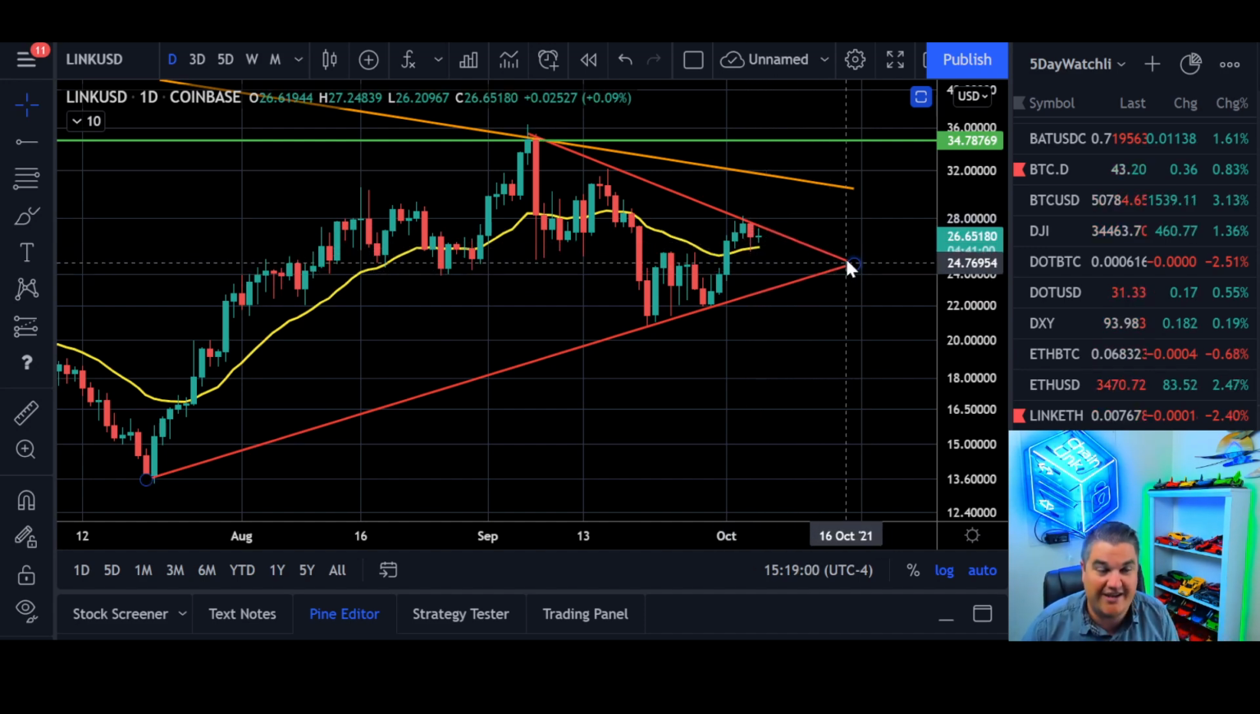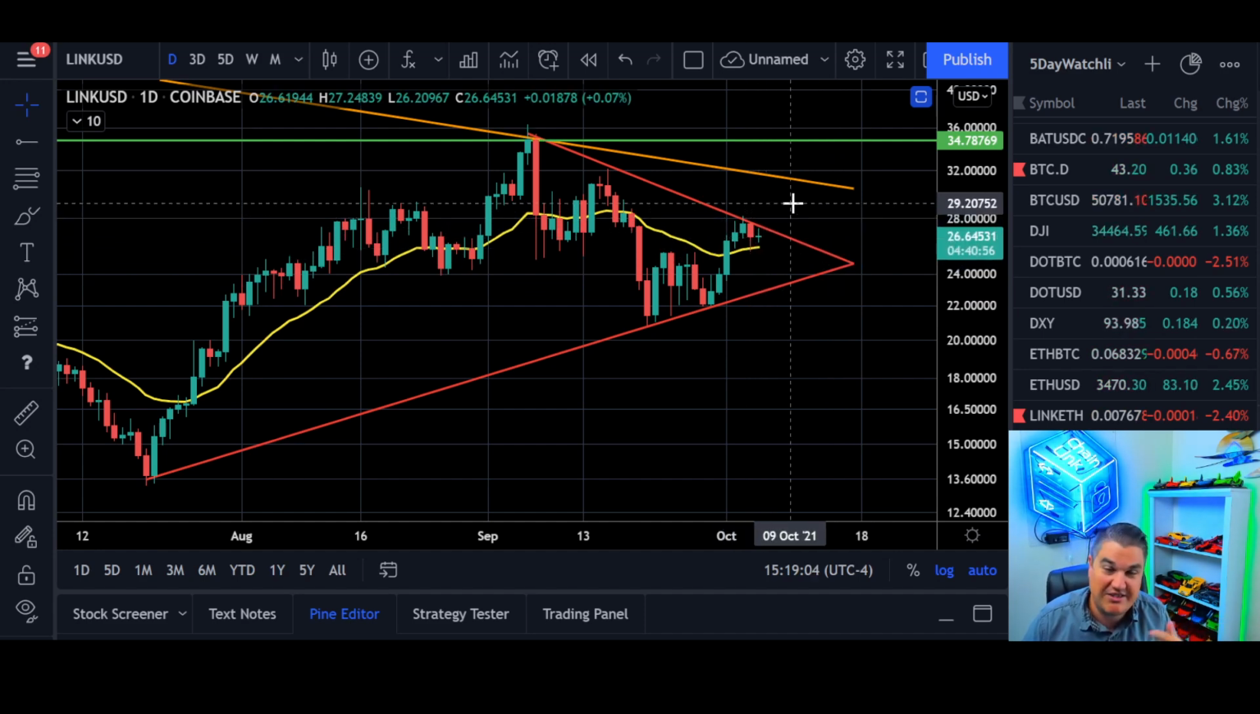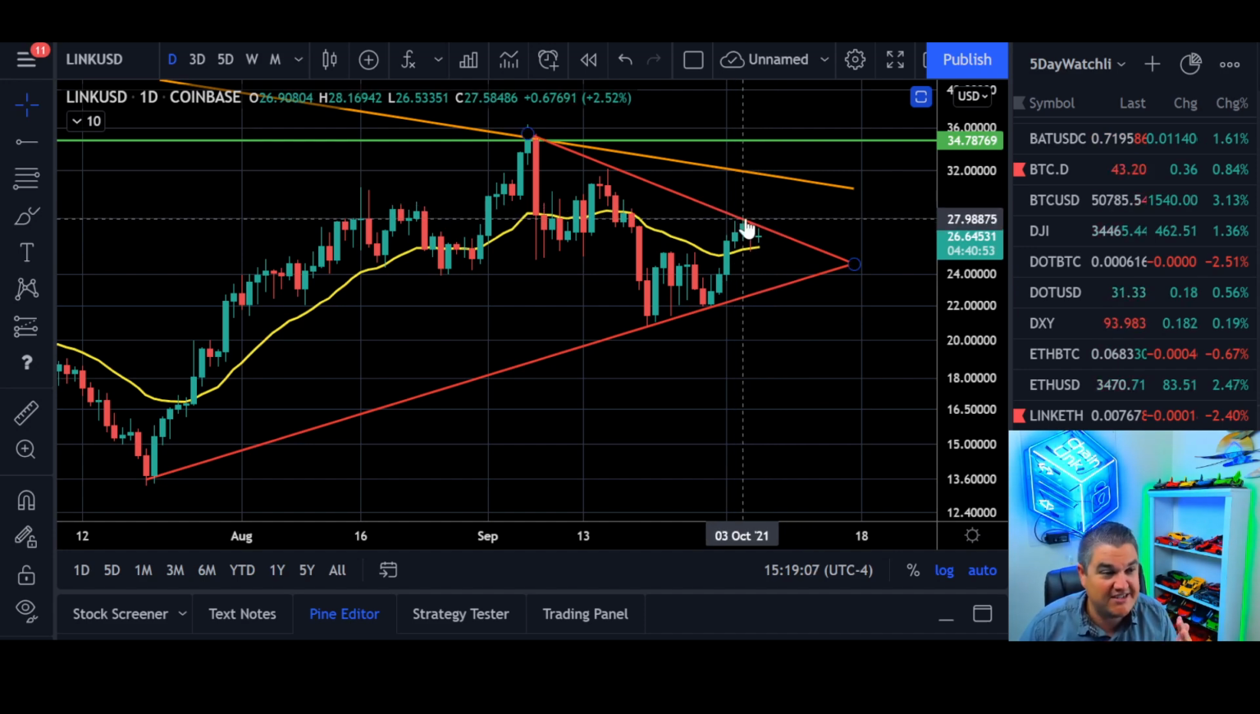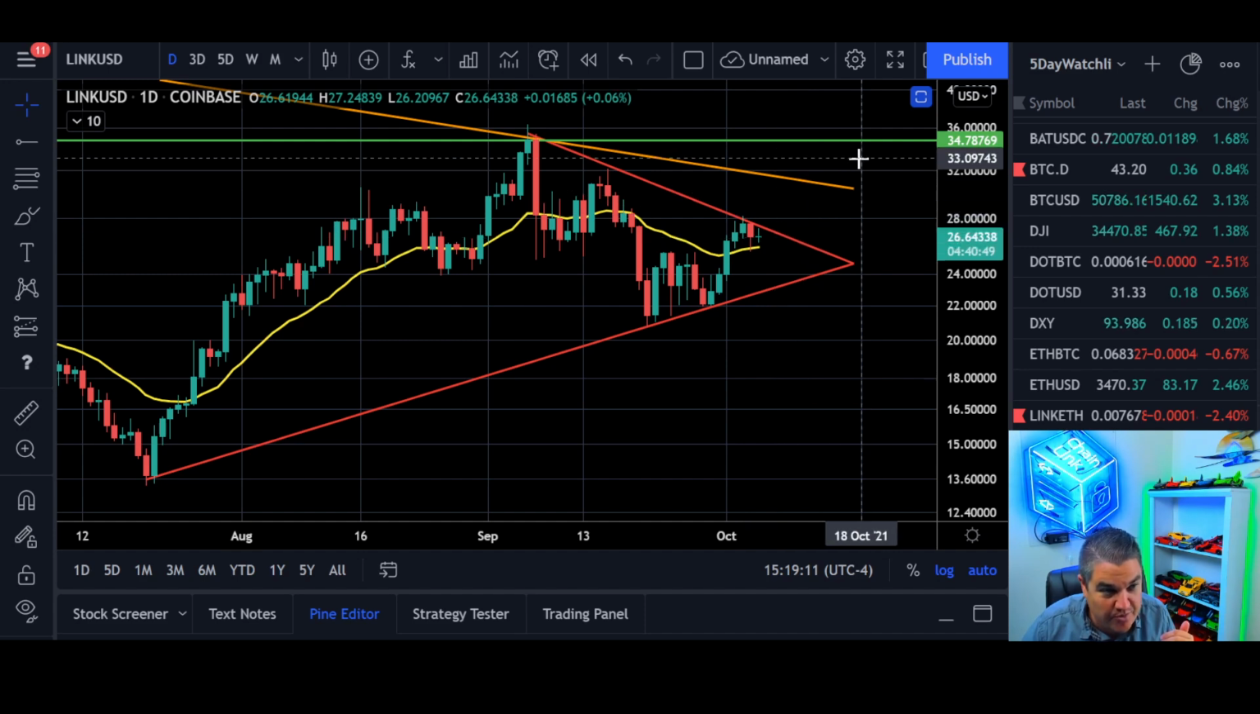Now, it doesn't mean you take that long always, right? We could break out today, tomorrow, the next 15 minutes if Link wants to get crazy. He can get crazy, right? We need to break out above this red and then hold it as support and then start moving up.